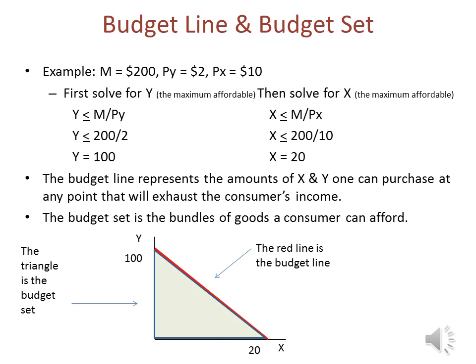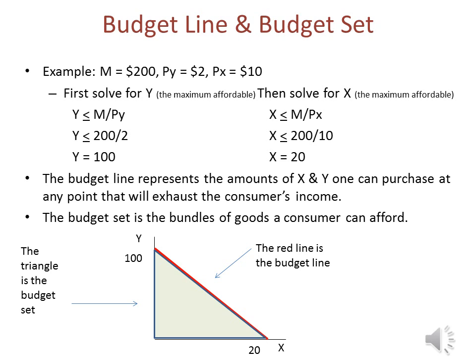How to find your budget line and budget set. To find your budget line and budget set, we will use the following example. M, or income, equals $200. PY, or price of good Y, equals $2. And PX, or price of good X, equals $10.